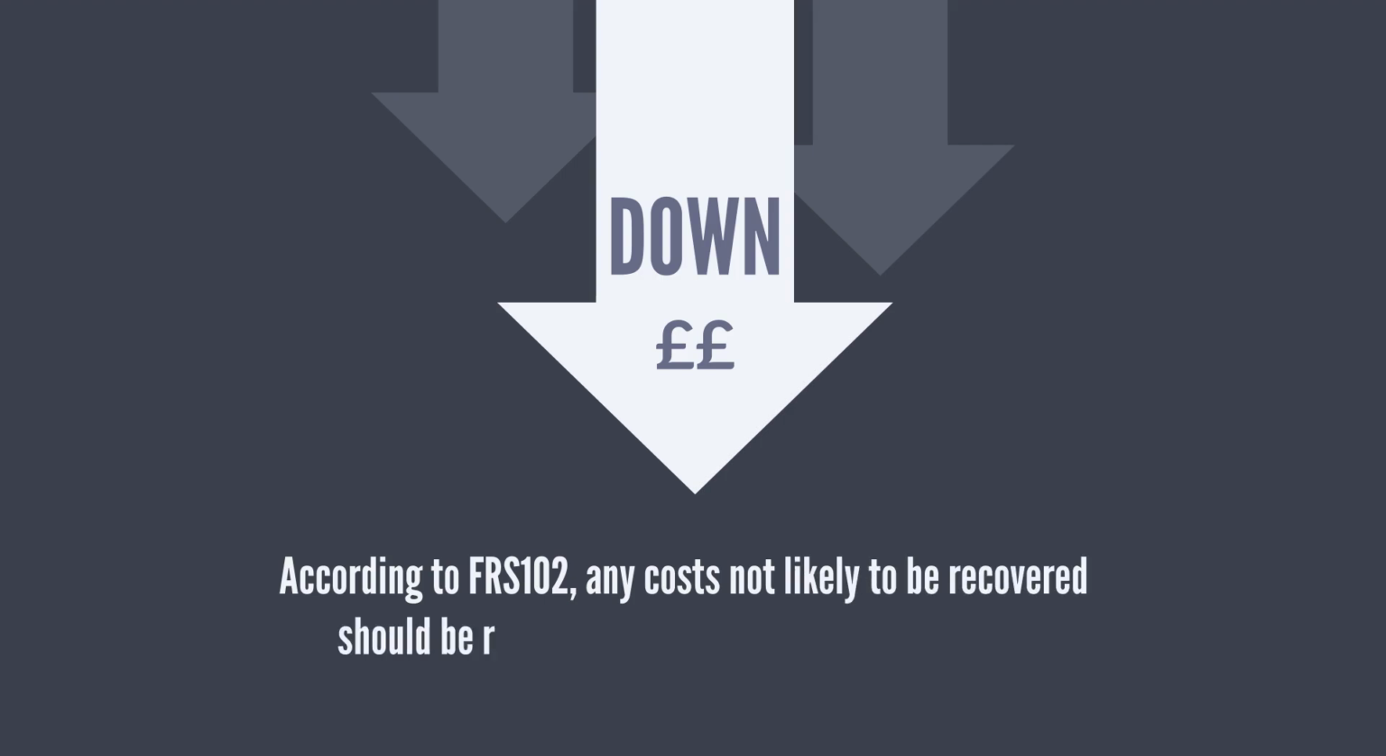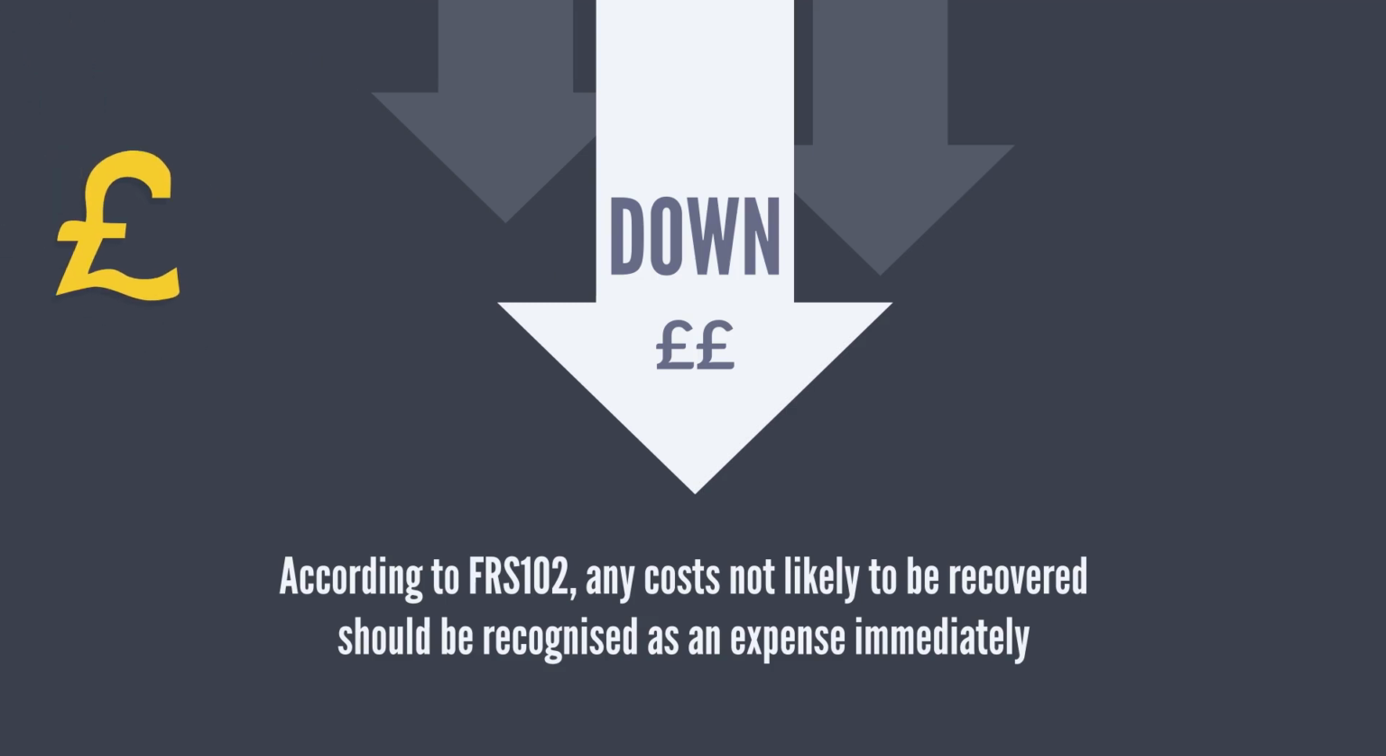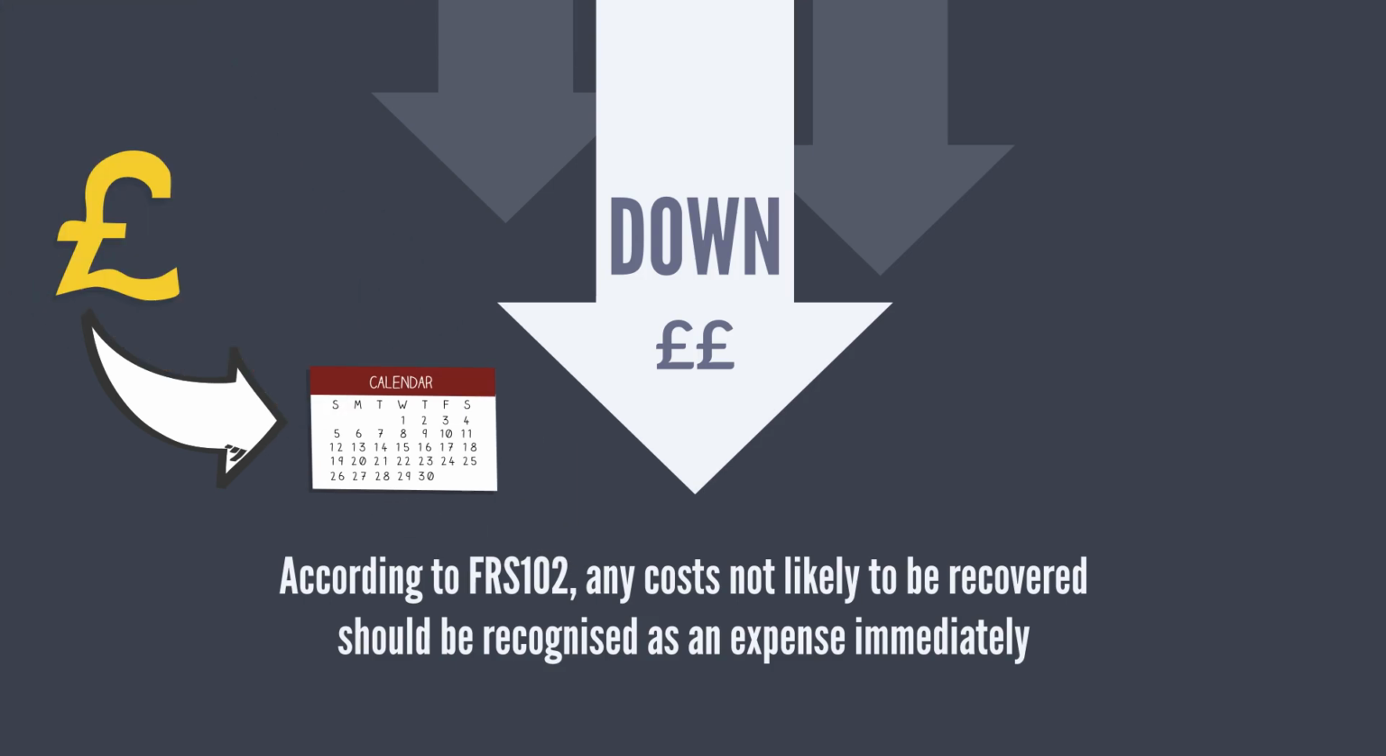Recognised expense. According to FRS 102, any cost not likely to be recovered should be recognised as an expense immediately. When the outcome of a construction contract is uncertain, revenue is only recognised to the extent of recoverable contract costs. All contract costs are recognised as an expense in the period they were incurred. Expected losses on a contract should be immediately reflected as an expense in the financial report.